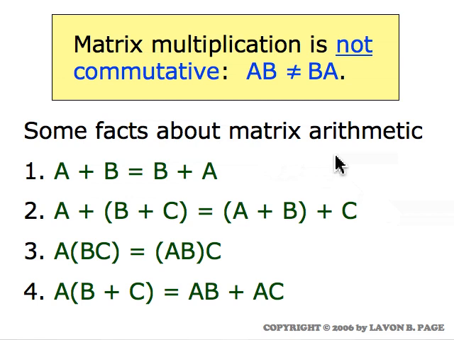Some facts about matrix arithmetic. Matrix addition is commutative. Adding A plus B is the same as B plus A. The order doesn't matter. Property 2 is called the associative law for matrix addition. If you're adding A to the sum of B and C, it's the same as adding C to the sum of A and B. 3 is the associative law for matrix multiplication. And 4 is called the distributive law. Multiplying A times the sum of matrices is the same as multiplying A times each one separately and then adding.